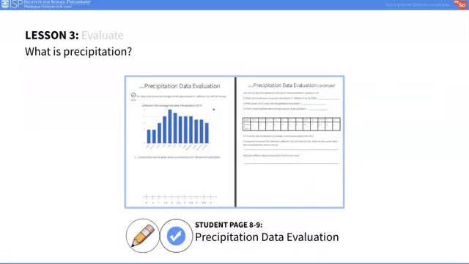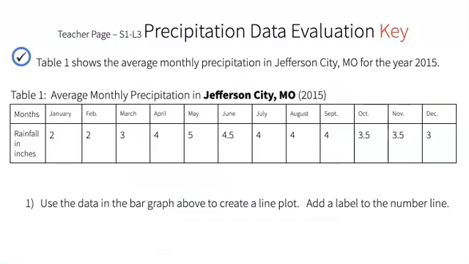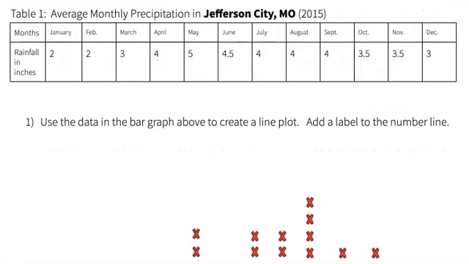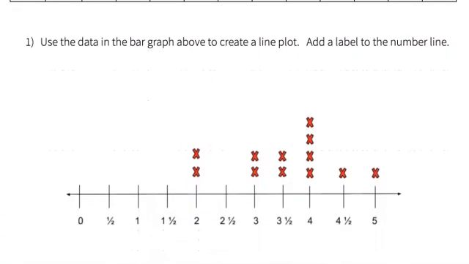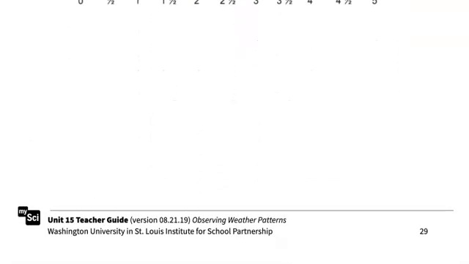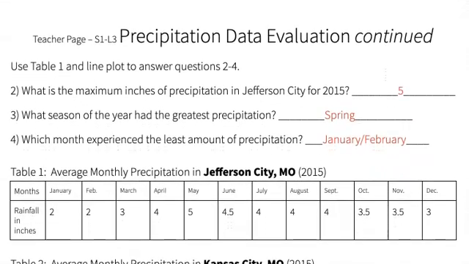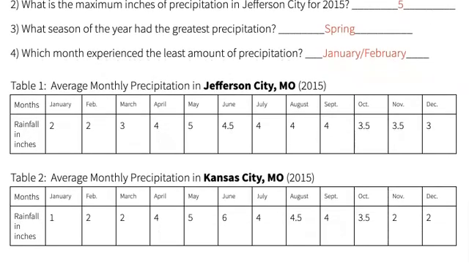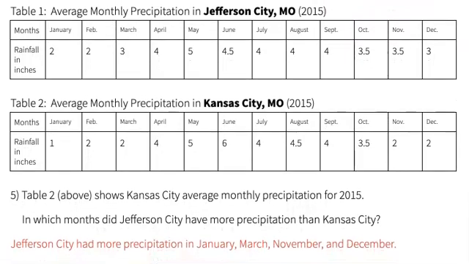In the Evaluate portion of this lesson, students will complete a formative assessment. Students will analyze average monthly precipitation, create a line plot, and answer analysis questions about the months in which Jefferson City, Missouri experienced the greatest and least amounts of precipitation. They will also compare this data to that of Kansas City.